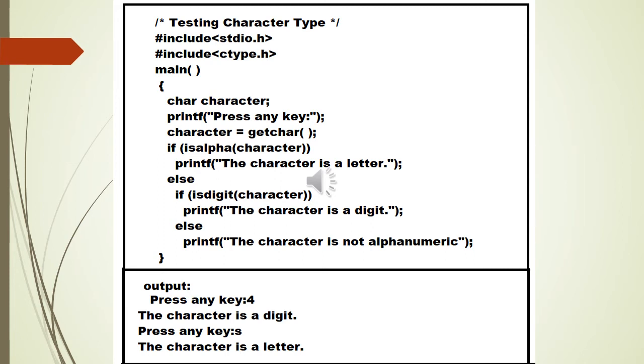So here is an output. I used press any key, and I gave 4. It gives the result "the character is a digit". If I press any key and give S, it gives the output "the character is a letter".